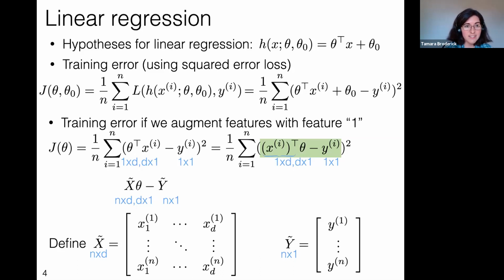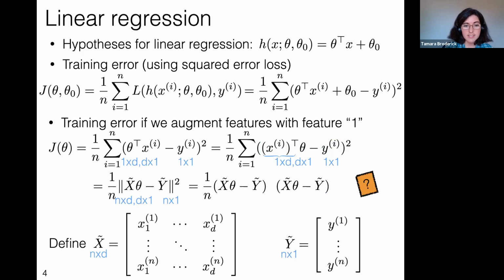And finally, you should definitely check that you agree with this if it isn't immediately obvious. I don't mean you have to do it right now. Just sit down later and do it. This function of theta that we're trying to minimize can be expressed as the norm of this vector squared, times 1 over n. And something that we've already seen and used in this class is that another way you can write the norm of a vector is as a dot product with itself.